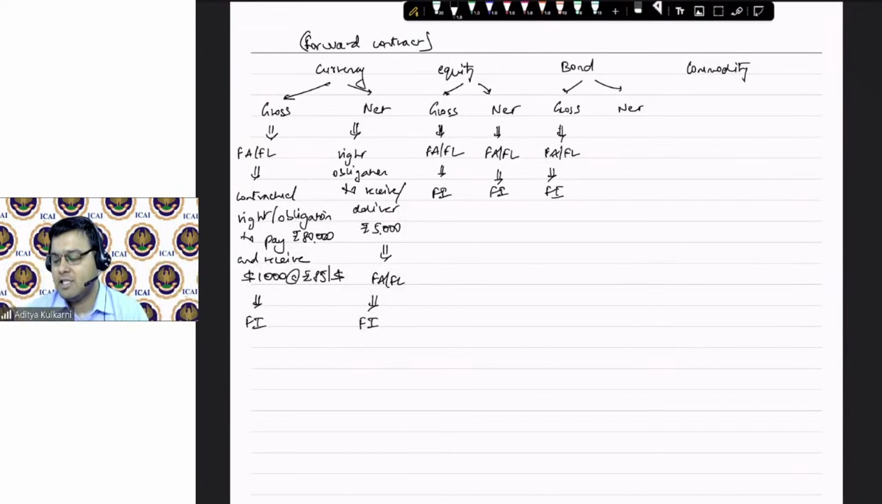Bond is a financial asset. So there is a contractual obligation to deliver a financial asset. At the same time, I have a contractual right to receive the financial asset. So on both sides, financial asset and financial liability are met, and that is why it becomes a financial instrument.